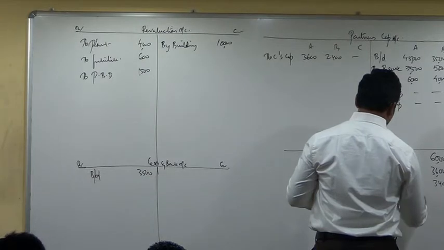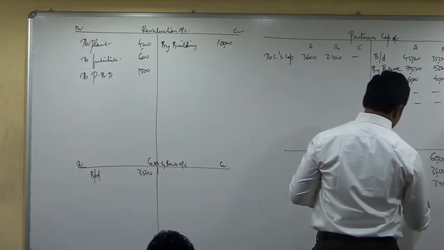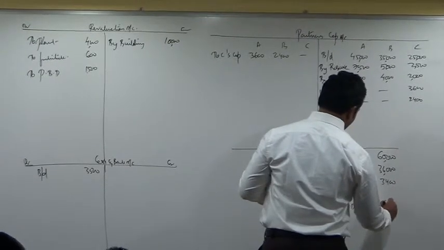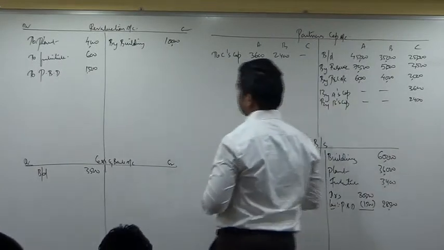Debtors, inner column, how much? 30,000 less provision 1,500, outer column 28,500.